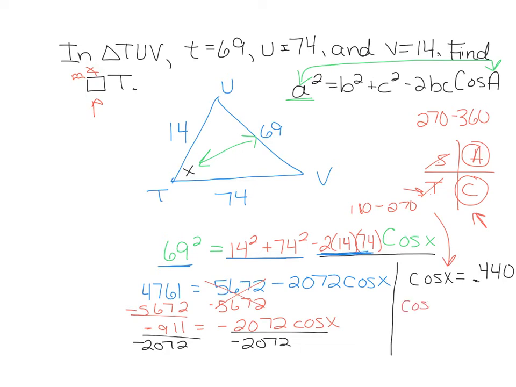So next step, cosine inverse of 0.440. Remember, keeping the whole decimal. I didn't say what to round to on this one. We're going to go nearest degree. So this ends up giving me that angle is 64 degrees. Okay, so we're going to look at one more example with this.